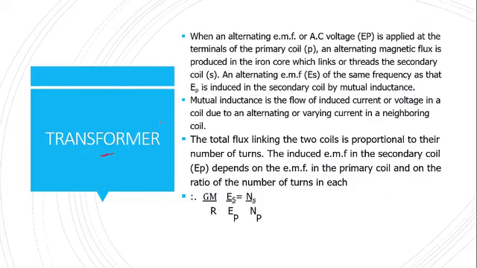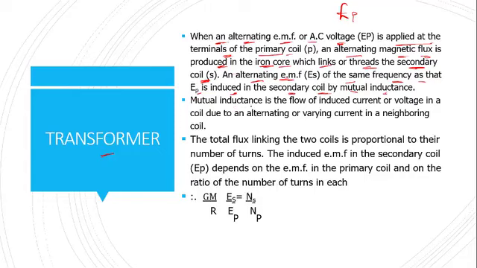Now, still under a transformer, we want to look at the principle of operation here. You see, when an alternating EMF or an AC voltage is applied at the terminals of the primary coil, it gives birth to what we call E with subscript P, which means the EMF of the primary coil. An alternating magnetic flux is produced in the iron core, which links or threads the secondary coil. An alternating EMF of the same frequency as the EMF of the primary coil is induced in the secondary coil by mutual inductance.